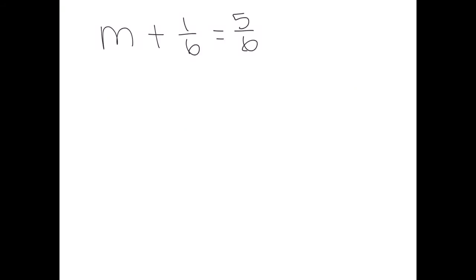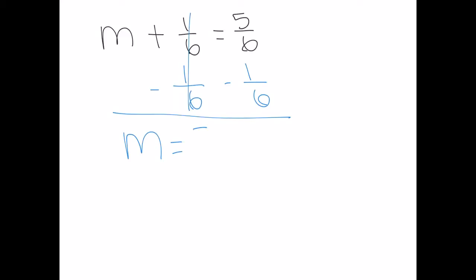So to do this problem, we have to subtract 1/6 from one side. Then you go m equals 5/6 minus 1/6 equals 5 minus 1 over 6, which equals 4/6.